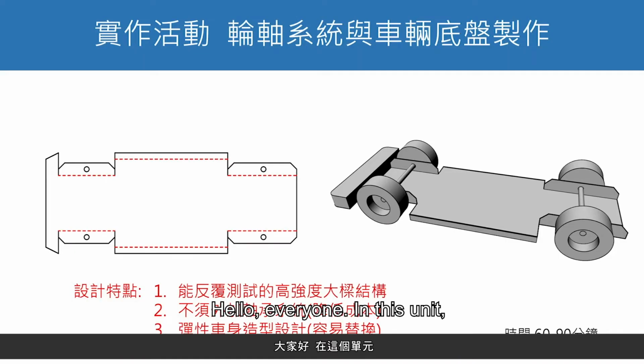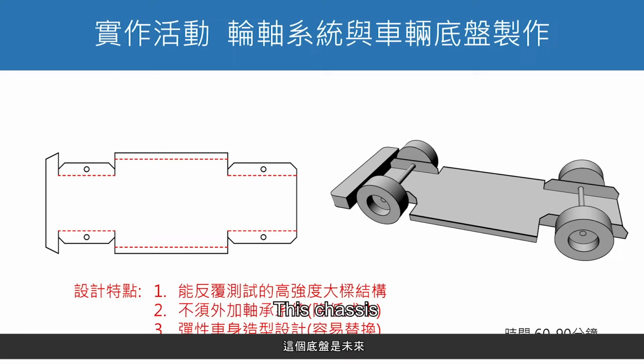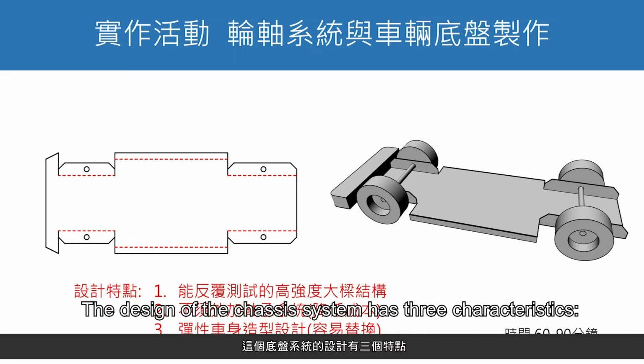Hello everyone. In this unit, we will arrange a practical activity for the production of vehicle axle system and chassis. This chassis will be used for future testing on our compressed air racing car. The design of the chassis system has three characteristics.